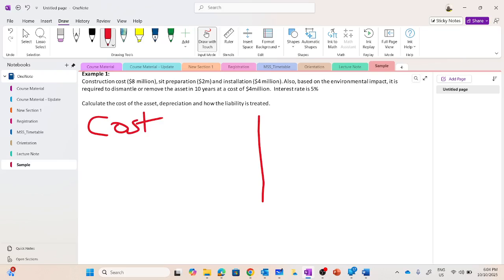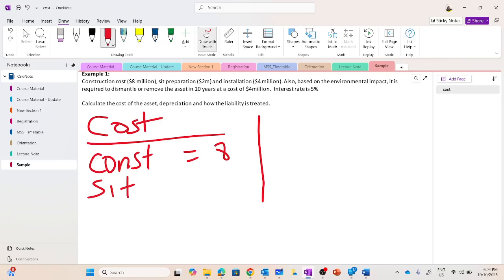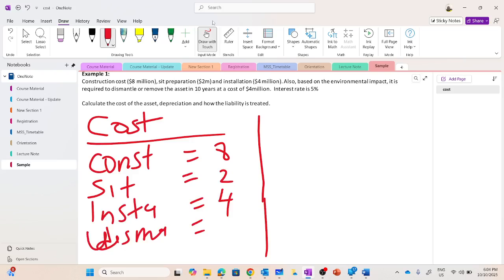Now we have the construction cost, which is 8 million. We have the site preparation cost, which is 2 million. We have the installation cost, which is 4 million. Now we are going to include the unwinding, the dismantle cost. We are going to include the dismantle cost. So we are going to do a separate working for dismantle cost, working 1.